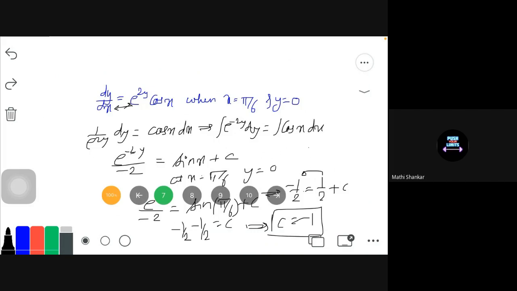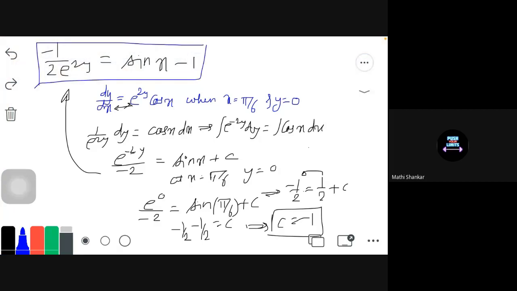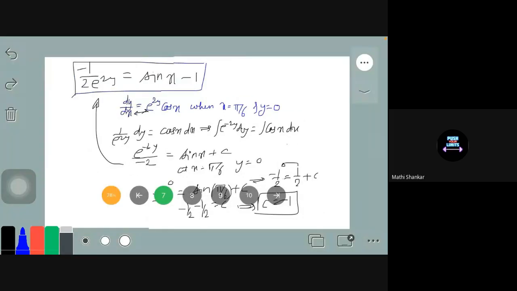Therefore, the required solution will become, minus 1 by 2 e raised to 2y is equals to sine of x minus 1, because the value of c is minus 1. So this is the required solution of the differential equation.